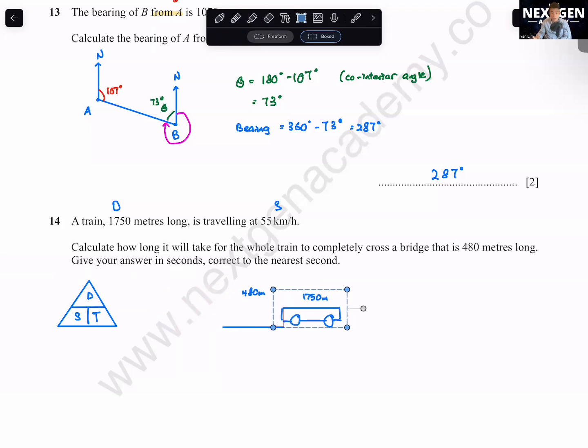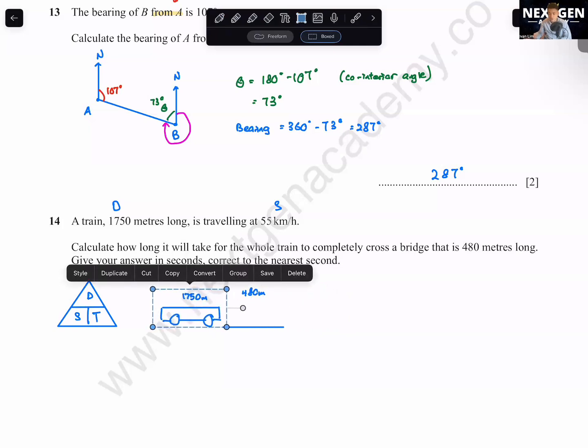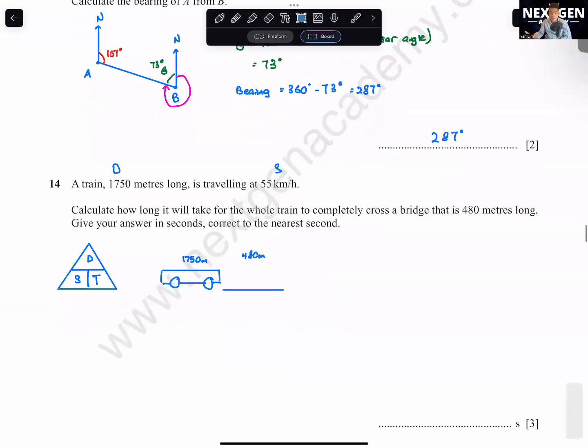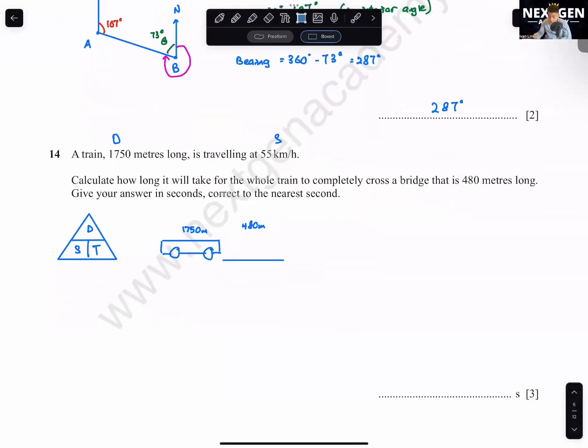Got it? Okay, so this is the scenario. If you don't understand, every time you see this question, just add up the distance. Another thing we need to take note of: the units for this question are all different. They give us one in meters, the speed in kilometers per hour, and the answer they want is in seconds. So we need to write down all the units over here. They're also testing you on conversion of units.